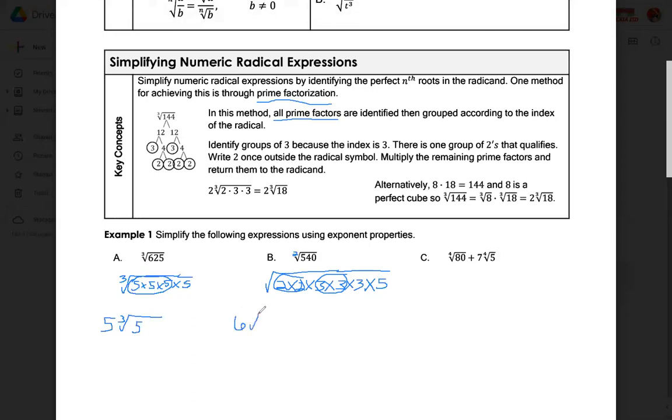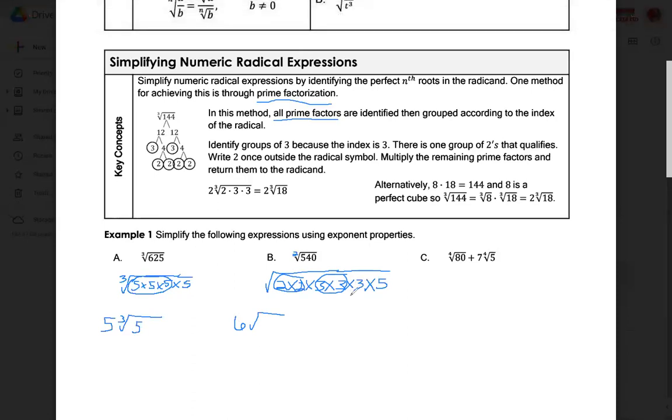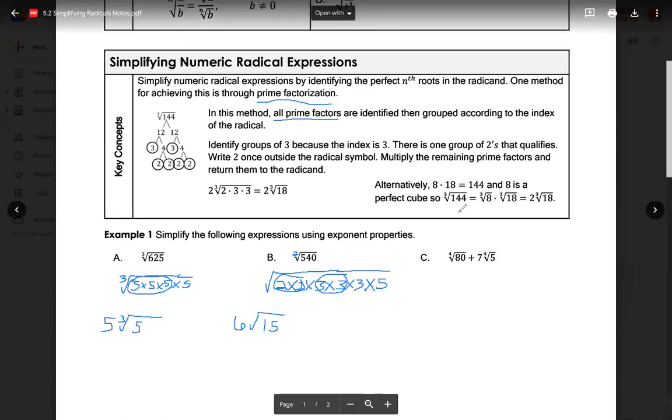Okay, because again, what's the square root of 4? Well, we know it's 2. What's the square root of 9? We know that's 3. So it would be 2 times 3 gives me 6. And then whatever is left over, again, it's 3 times 5. So this would give me 15. Okay, that's kind of how you do that.